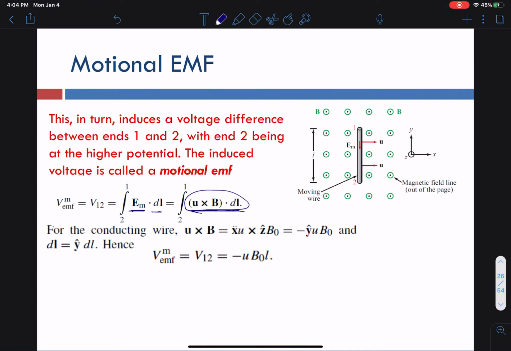All right. So for this particular diagram, U is going in the X direction, and your B is in the Z direction. So X cross Z will give you negative Y, and V0 is the magnitude of U. Then your voltage induced between 1 and 2 would be negative U B0 L. If you put it back into the equation and do the integration, you get negative U B0 L. That's the motionally induced voltage between point 1 and 2 of this conductor.